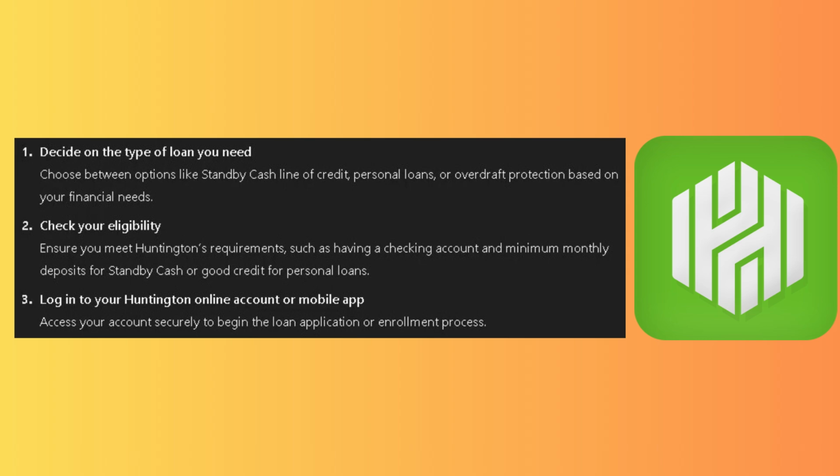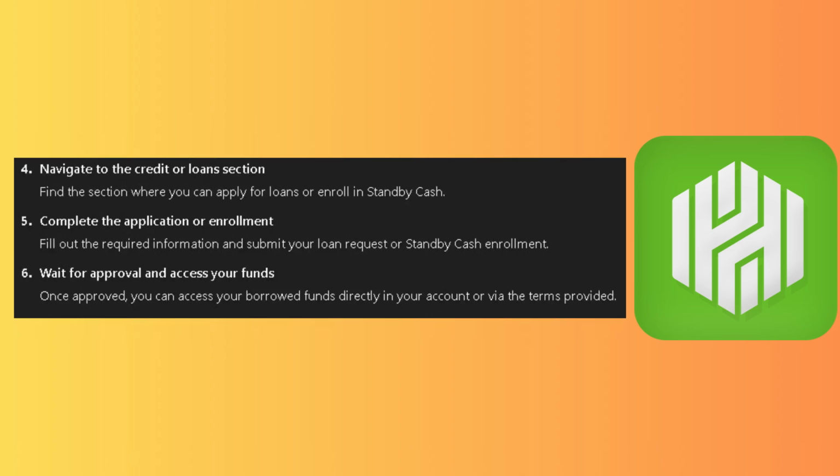Check your eligibility. Ensure you meet Huntington's requirements, such as having a checking account and a minimum monthly deposit for standby cash, or even a good credit for personal loans. Log into your Huntington online account or even its mobile app. Access your account securely to begin the loan application or even enrollment process.